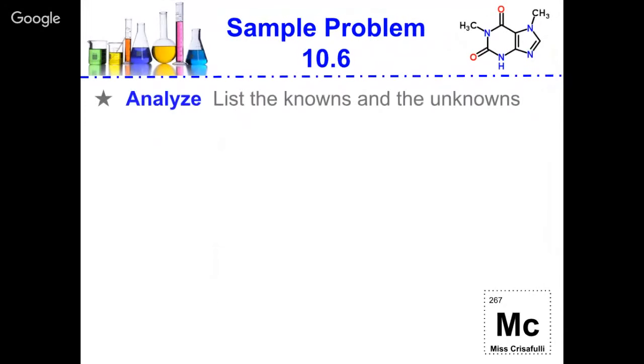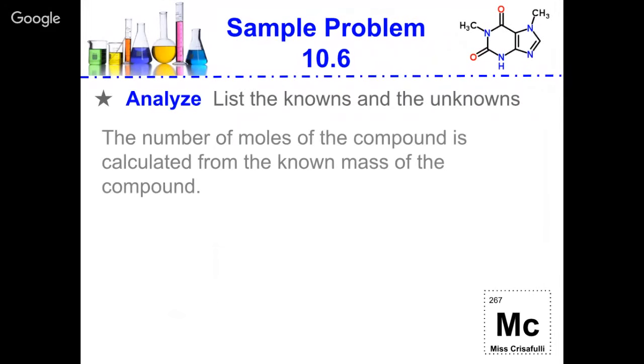So again, let's list what we have and don't have. First thing we're going to do is figure out our map. How are we going to get there?